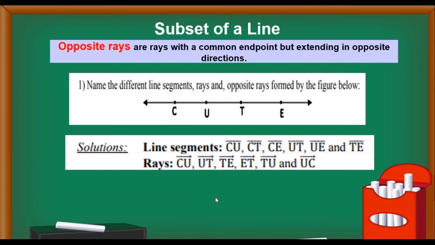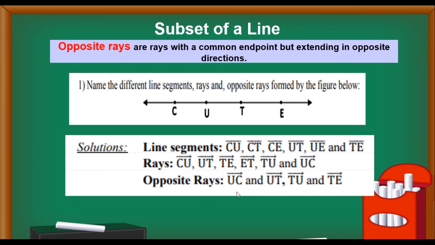And then, sino naman po yung opposite rays? So, when we say opposite ray, dapat parehas po ang endpoint. So, we can name that as ray UC and ray UT. Ayan, ang common endpoint niya ay si U. And another one is ray TU and ray TE. Ito po, TU, ito yung endpoint, and then ito yung arrow, and then ray TE. Okay? So, yan po ang ating opposite rays.